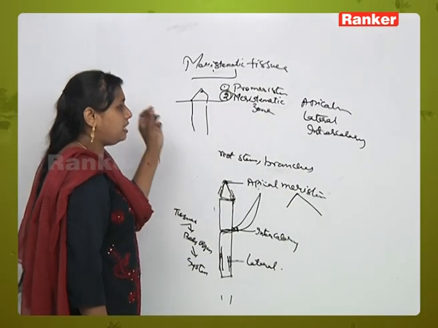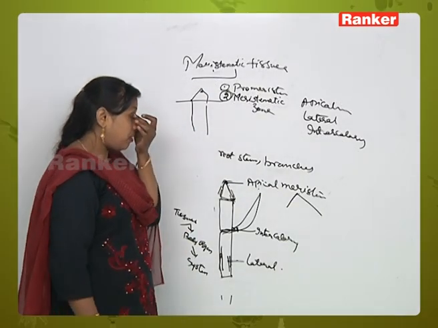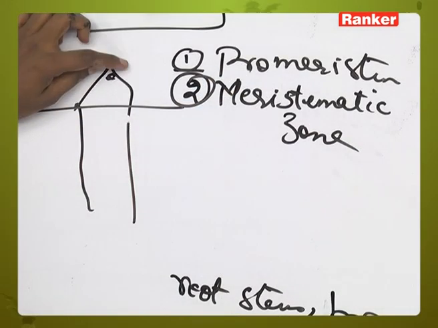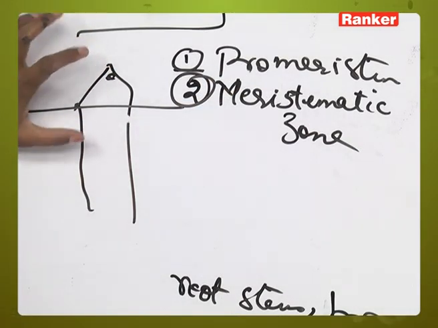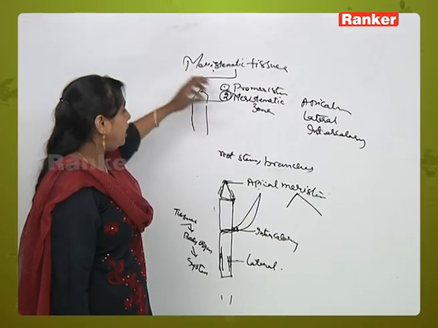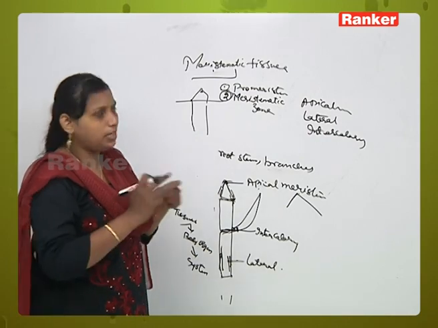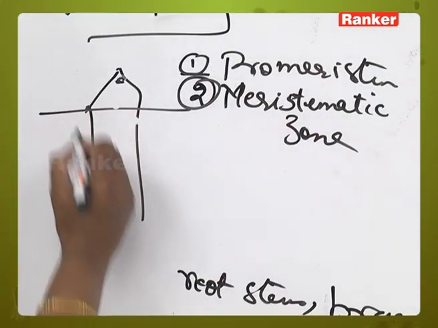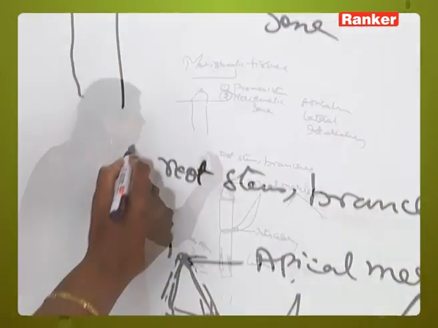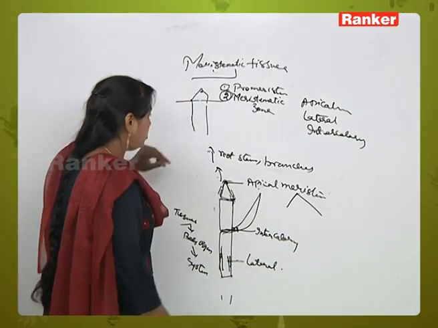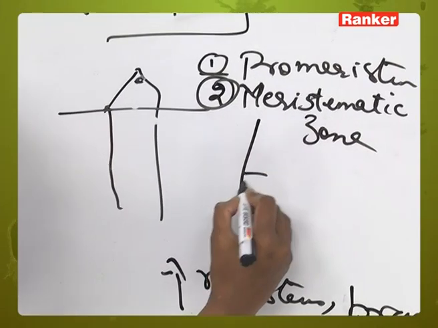Here, the promeristematic zone is a group of dividing cells. The promeristem will show a group of cells with the apical initial cells. And this meristematic zone will show continuous division and multiplication of the cells, and this will increase the height of the tip of the plant. Okay, next, these meristematic zones are again divided into three.